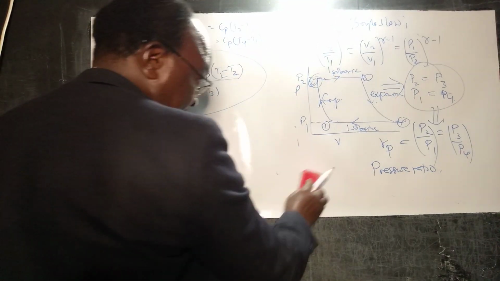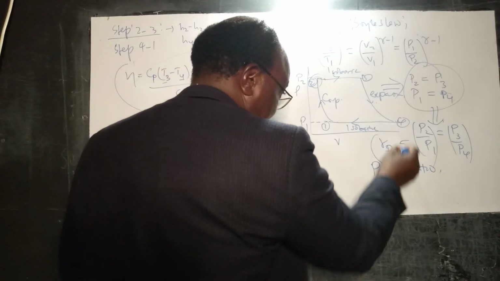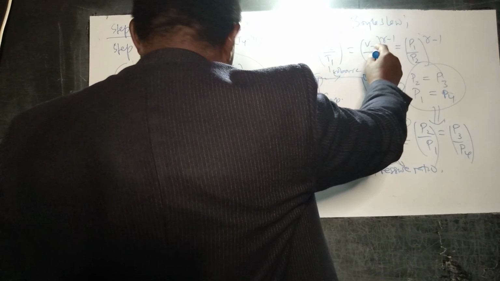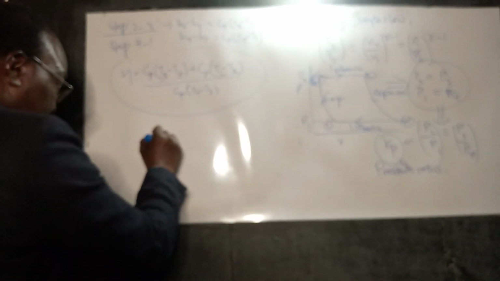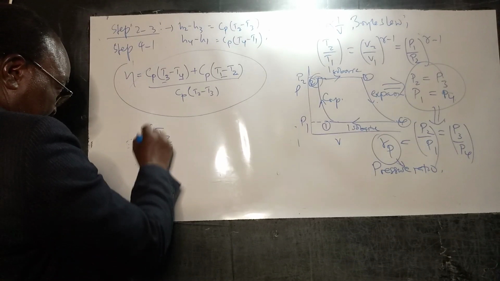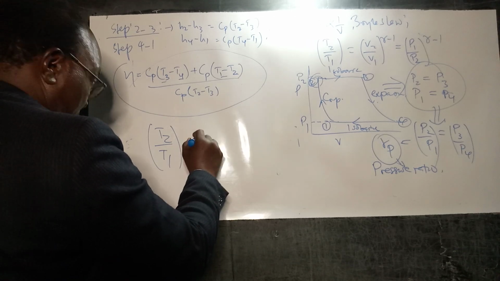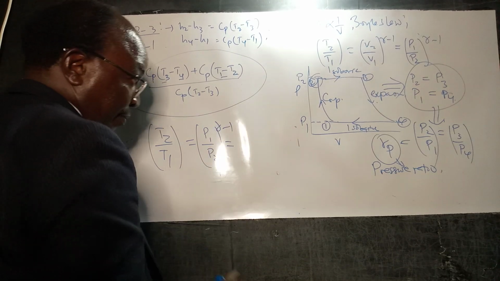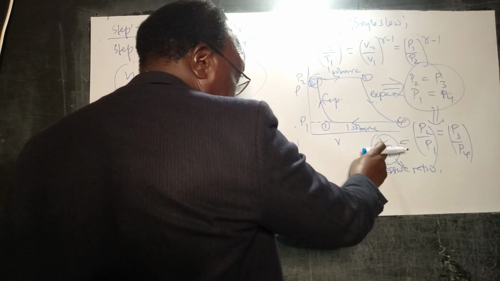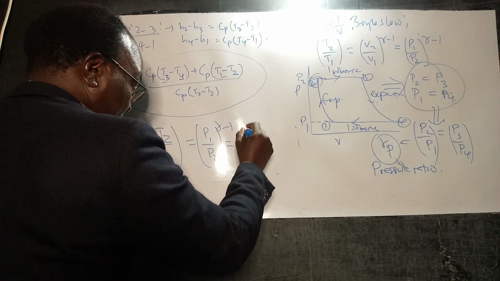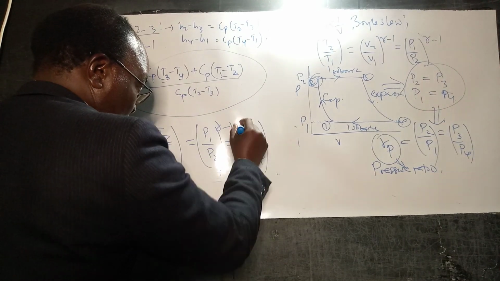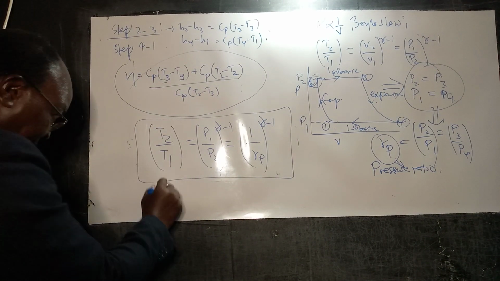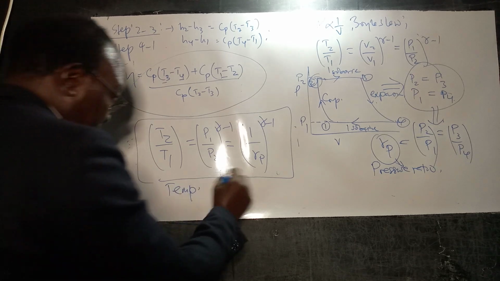So in terms of pressure ratio, we can now write that the temperature T2 over T1 is equal to P1 over P2 to the power gamma minus 1. Remember, the ratio of pressure is P2 over P1, so we can have that as 1 over Rp to the power gamma minus 1. And you can repeat that process where you are relating the temperature in the cycle to the pressure.